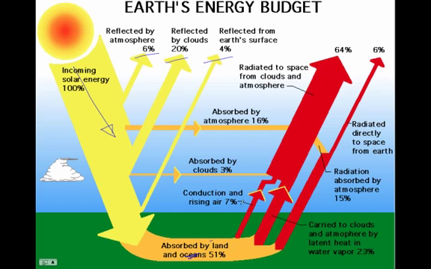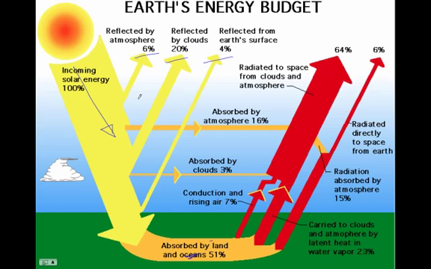Some of it is carried to the clouds and atmosphere by latent heat and water vapor. Some is just absorbed by the atmosphere. Some goes back into space. So energy is in constant motion. Energy travels from the sun to us. The Earth absorbs some of it. Some of it gets reflected back right away. Eventually, a lot of the energy does go back out into space because we keep getting more energy coming in.